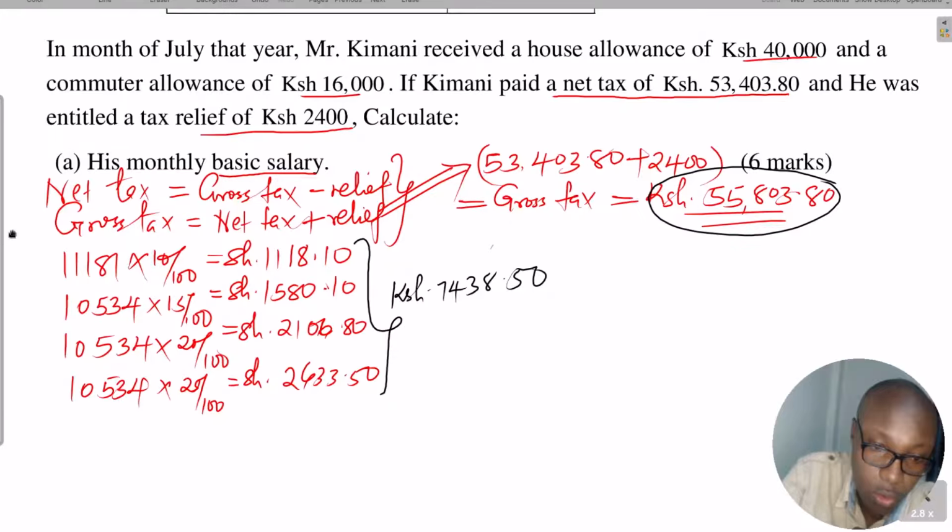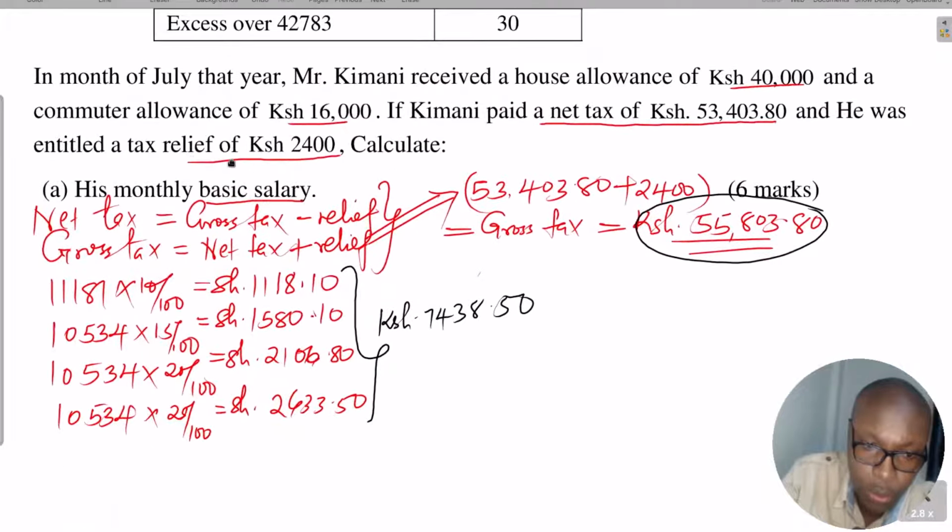Everything else now goes to the last band. So look at what is remaining. We need to get this tax, 55,803 and 80 cents. But whatever we have so far for the four bands, because we are remaining with the last band, which is the excess over 42,783. This is the taxable income that is remaining now. So we need to know what will go to the next band. What is remaining?